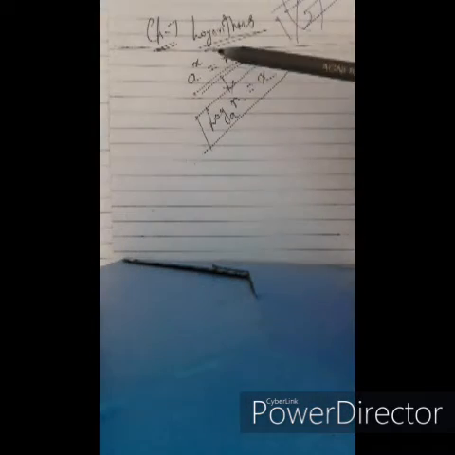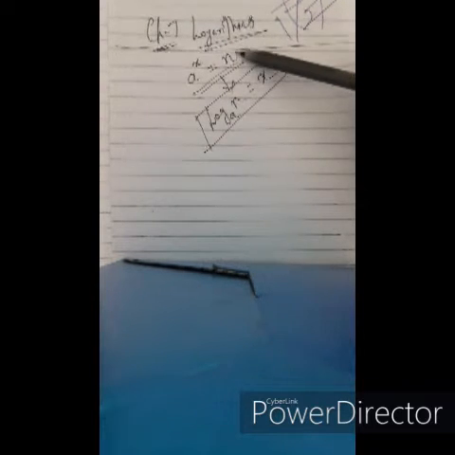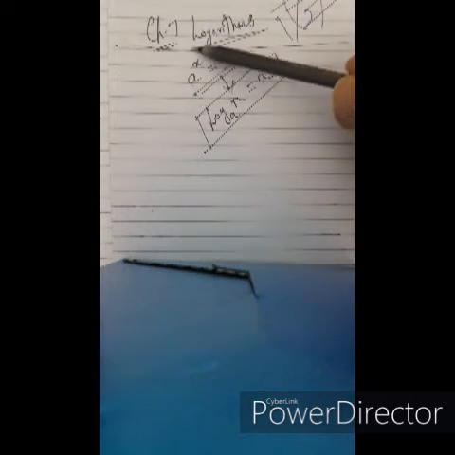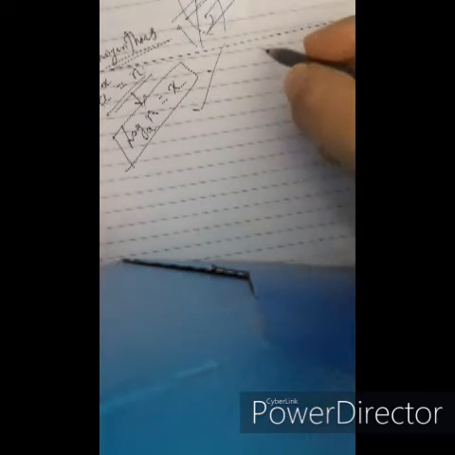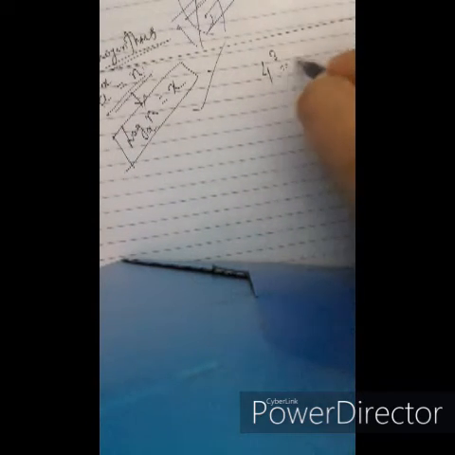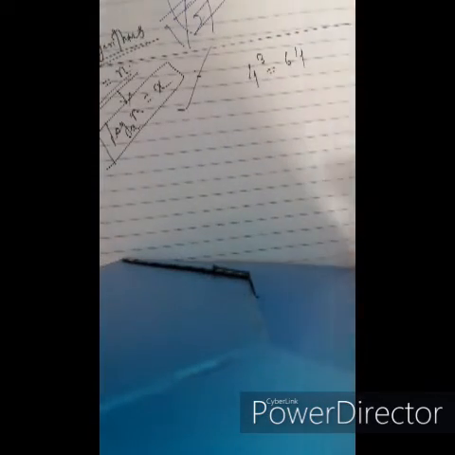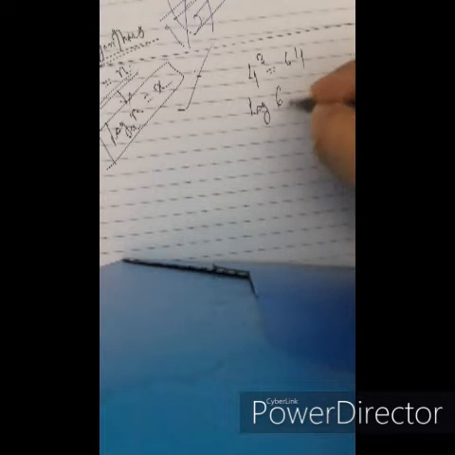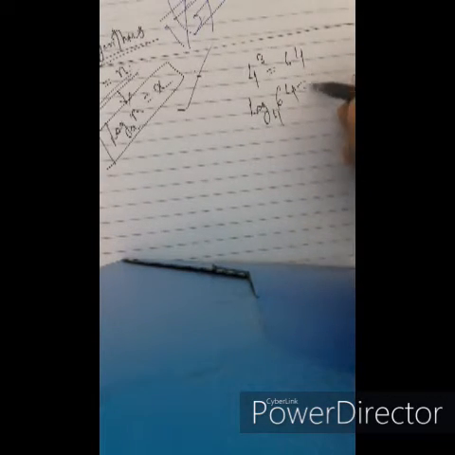Suppose a to the power x equals n, then log of n to the base a becomes equal to the exponent x. This is the formula of log. Suppose 4 cube equals 64. How can we write it in the log format? It becomes log of 64 to the base 4 equals 3. Simple.